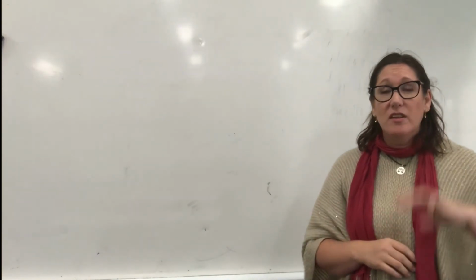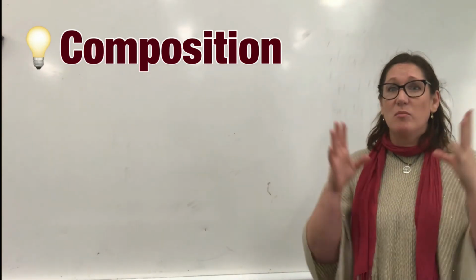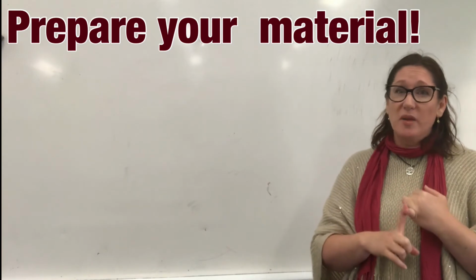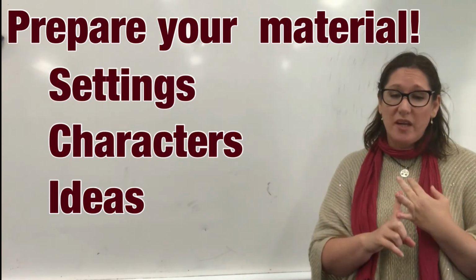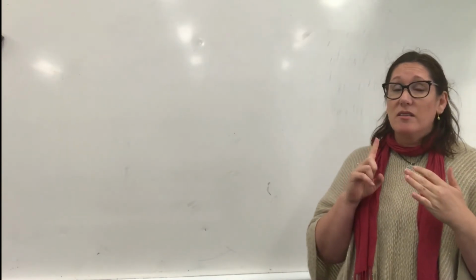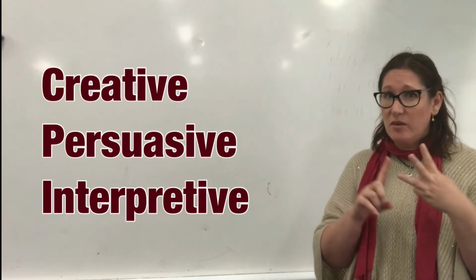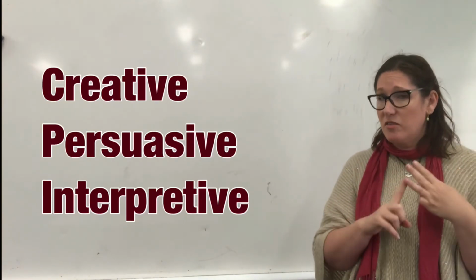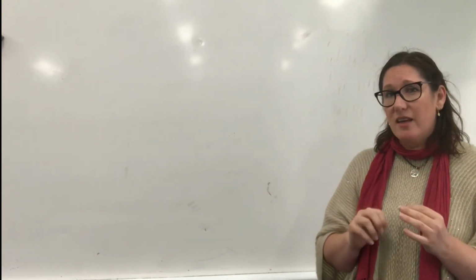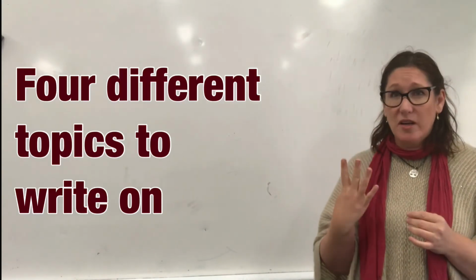The third section is the composition section, and that one you should be preparing your material. You've been working on your journals, so you should have prepared settings and you should have prepared characters and ideas already. That is the section where you get to do a creative piece or a persuasive piece or an interpretive piece. You'll have a series of questions to choose from. You should also be at this stage preparing 4 different topics you could write on.